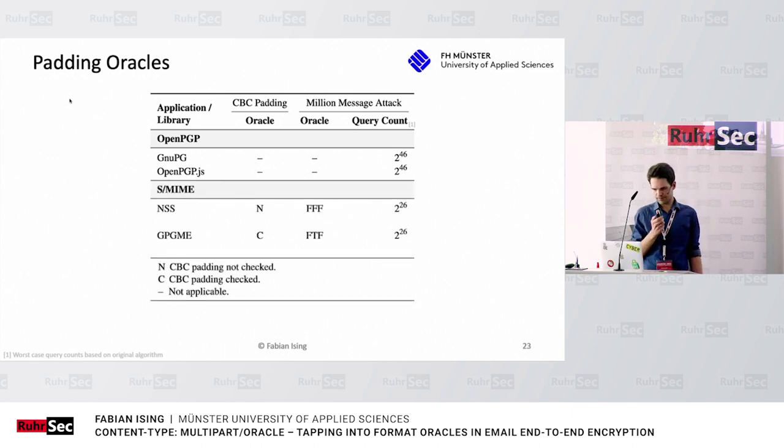So let's look at S/MIME instead. We looked at S/MIME libraries, especially Network Security Services by Mozilla, as used in Thunderbird, and at GPGME, which is the GnuPG-based library for S/MIME. Or it's basically the library for GPG, but it also supports S/MIME. Let's say it that way. So this library is often used in open source clients for both S/MIME and OpenPGP. NSS was a special case here regarding the CBC padding because they simply did not check it at all. So they just took the last byte and truncated the message.